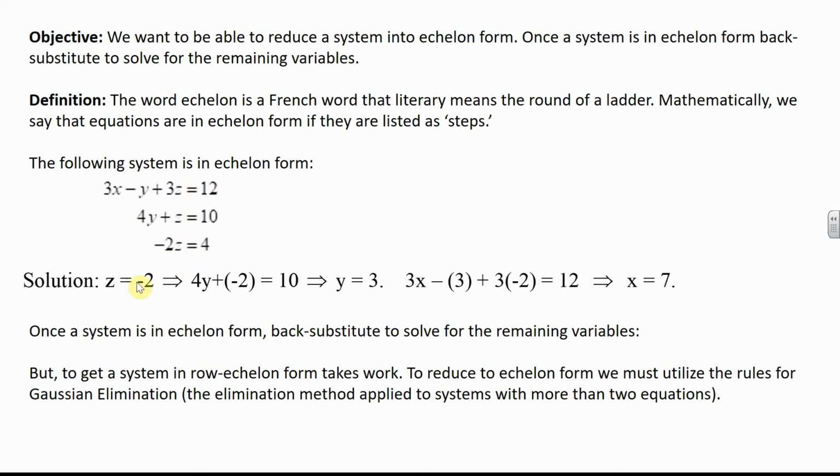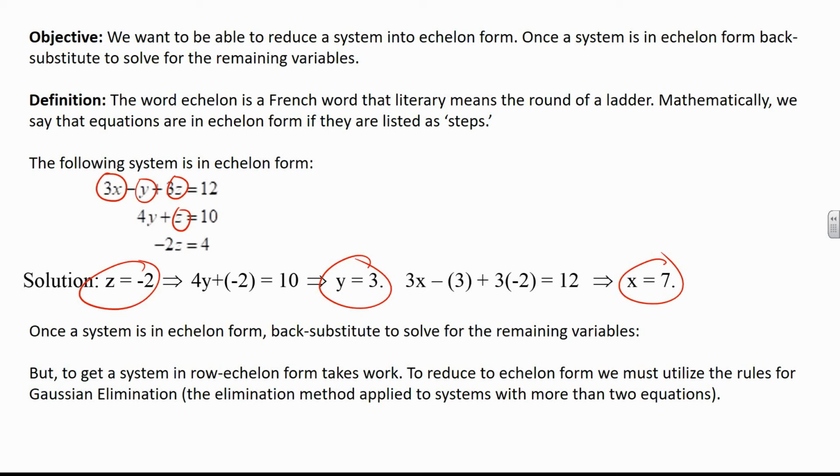And then I take this value for z and plug that back into the second equation. So basically, I'm going to walk up the stairs. I take that value for z, plug it here, then I can solve for y. So there I get y equal to 3. Once I have the value for y and the value for z, now I can solve for x. And that's what I do over there.